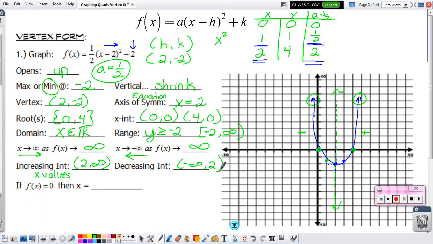The last question here: if f of x equals 0, then x equals. This is another way to ask for the solutions, the roots, the zeros. It wants to know when y is going to be 0, and that would be 0 and 4.